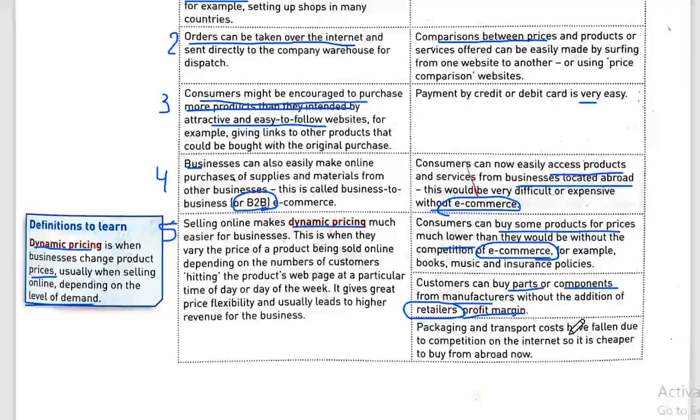Packaging and transport costs have fallen due to competition on the internet, so it's cheaper to buy from abroad now. Because there are a lot of websites and a lot of competitors, it's going to be cheaper for the business to sell abroad.